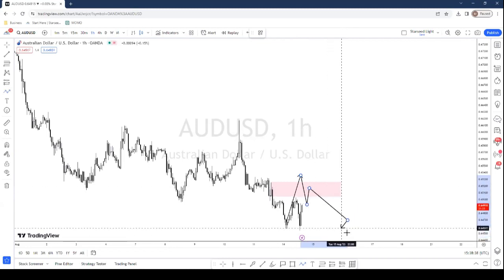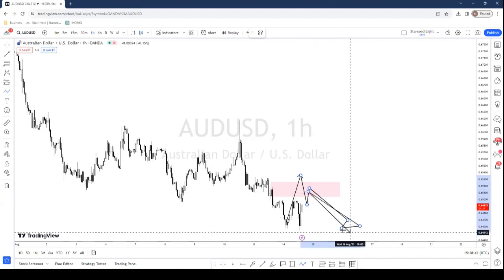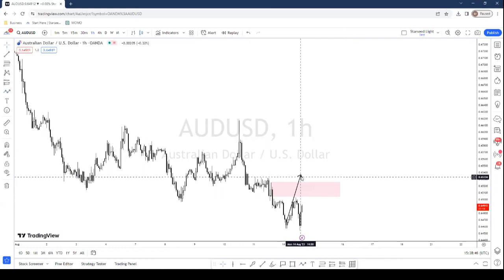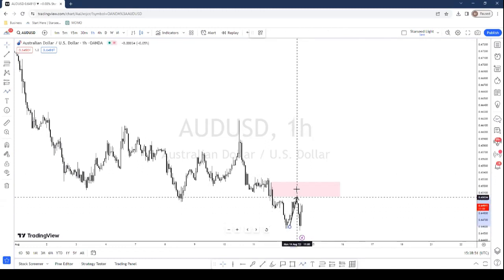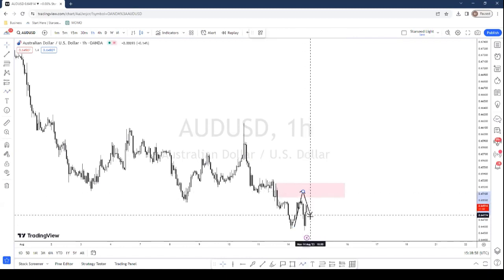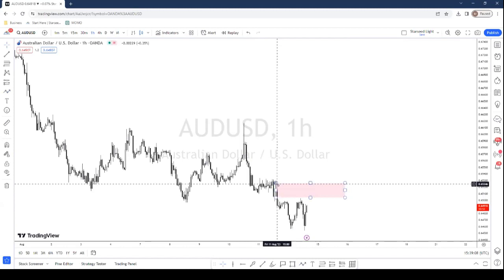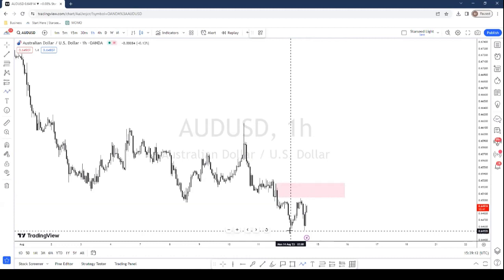Let me do it again. So it was here in the afternoon. He expected the market to come here and then retrace down like this. That was the expectation from Chris. I said there is liquidity resting in here and it may hit the stop loss. He said yes, if that happens, which is correct as well.